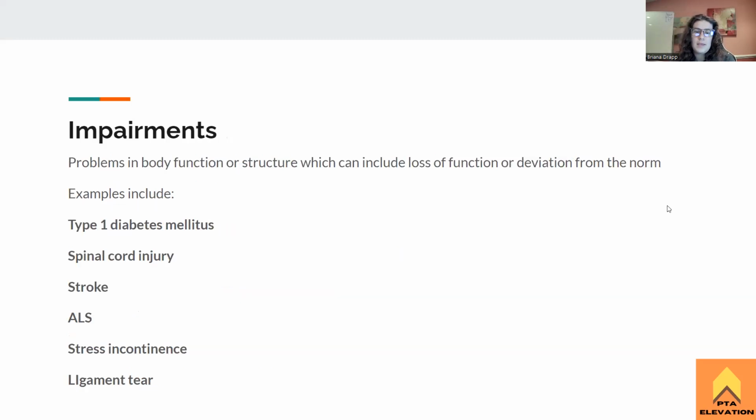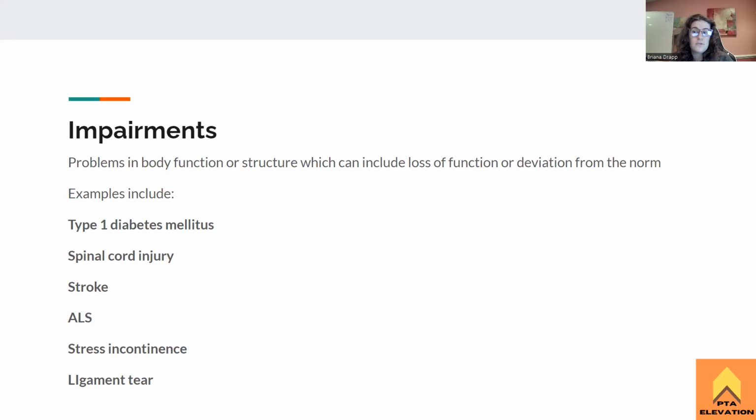Impairments are problems in bodily function or structure, which can include loss of function or deviation from the norm. Examples would be type 1 diabetes, where the impairment is that the pancreas doesn't work. This is a loss of function, therefore it's an impairment. Spinal cord injury, where we don't have use of the legs, or maybe even the arms are affected. We have paralysis. That would be an impairment, a loss of function.